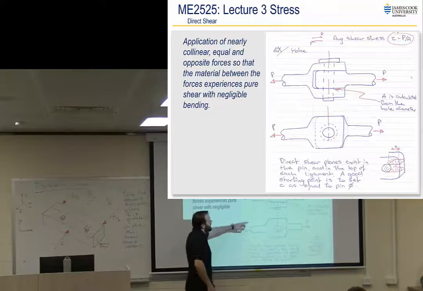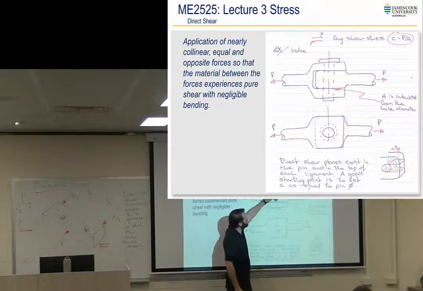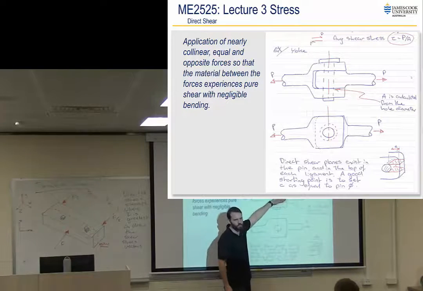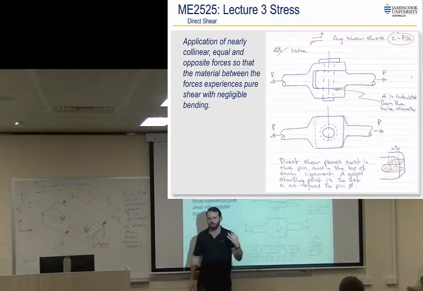Now, if I have two sections that I'm calculating, technically the force for this one is going to be half P, and the force for this one is going to be half P, and the area is going to be whatever the area of the pin is.